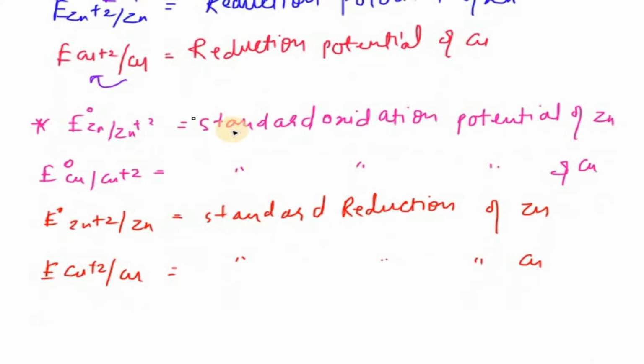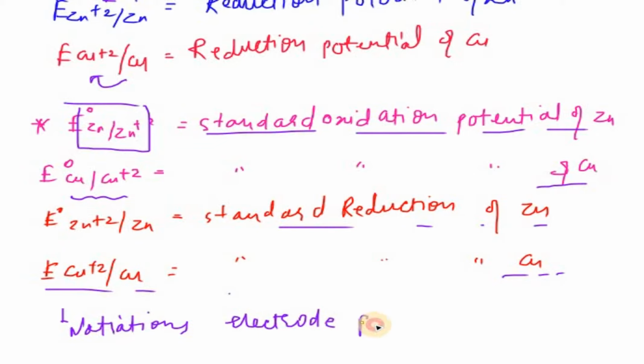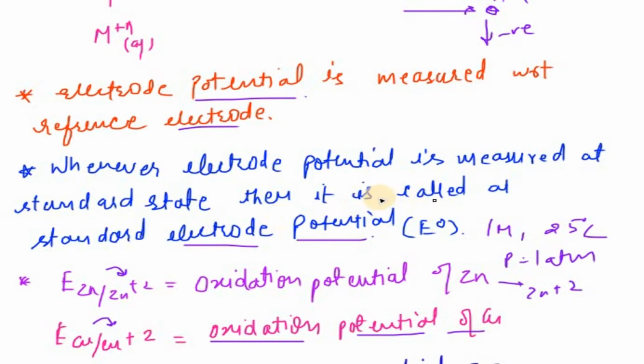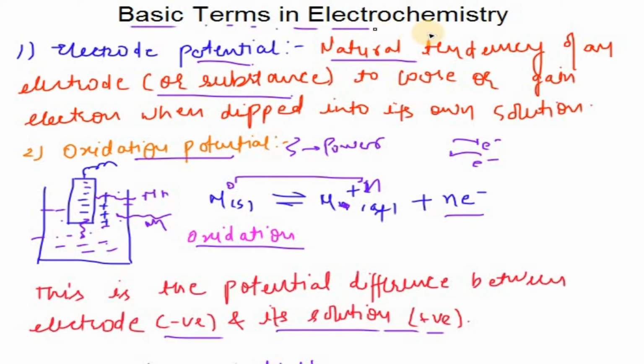In standard conditions it is denoted like E naught, Zn gives Zn plus 2. This is the standard oxidation potential of zinc, this is the standard oxidation potential of copper, this is the standard reduction potential of zinc, and this is the standard reduction potential of copper. These are all the notations we use while calculating electrode potential. The thing to remember is that the standard conditions for electrode potential are 1 molar, 25 degrees Celsius, and 1 atm. These are the conditions we use while calculating the basic terms in electrochemistry.